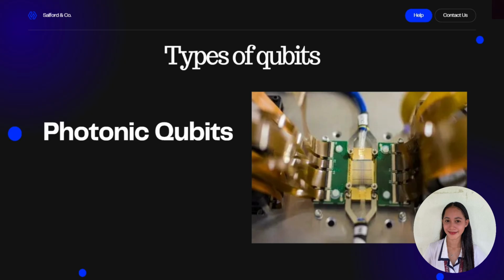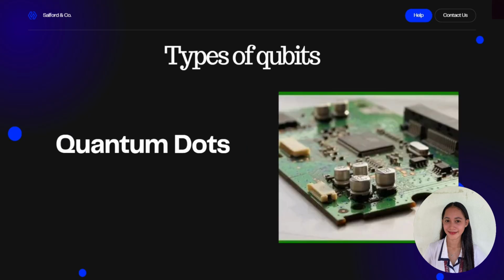Fifth is quantum dots. Quantum dot qubits trap single electrons in tiny semiconductor structures. They are very small and compatible with modern chip manufacturing, making them promising for scalable quantum computers.